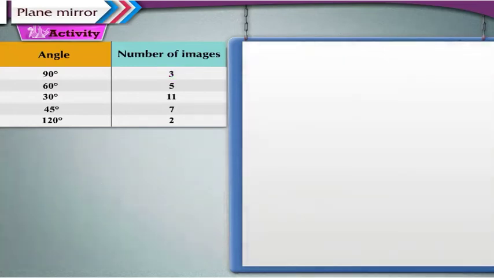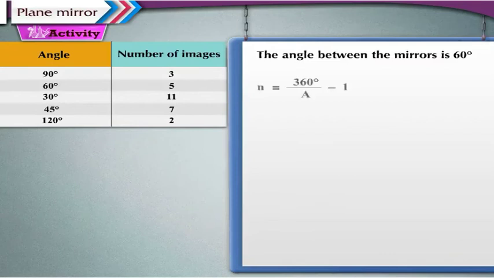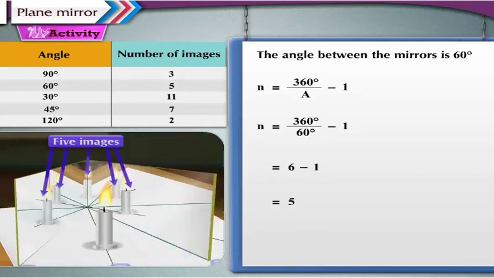If the angle between the mirrors is 60 degree, then the number of images formed will be 360 degree upon 60 degree minus 1, which is equal to 6 minus 1, and that equals to 5. Thus, 5 images are formed when two mirrors are placed at an angle of 60 degree to each other. The number of images observed during an activity and the number of images obtained using the formula is equal.